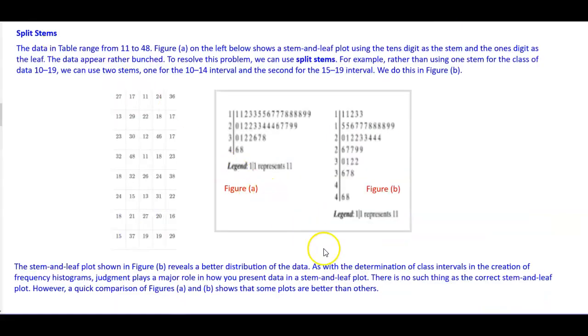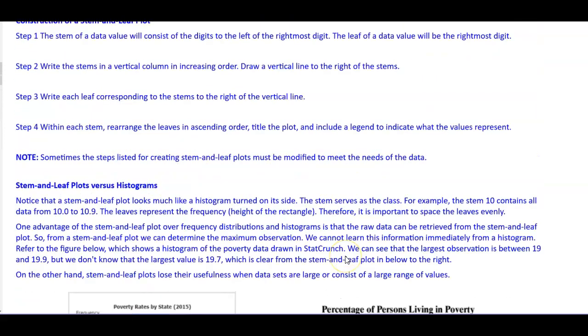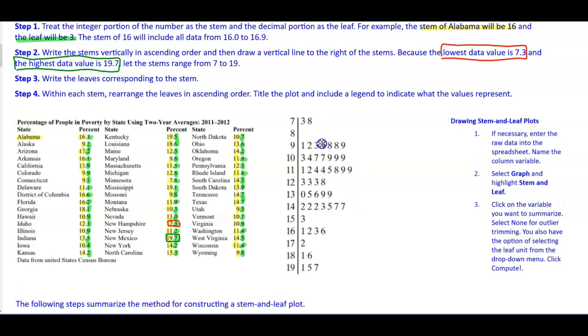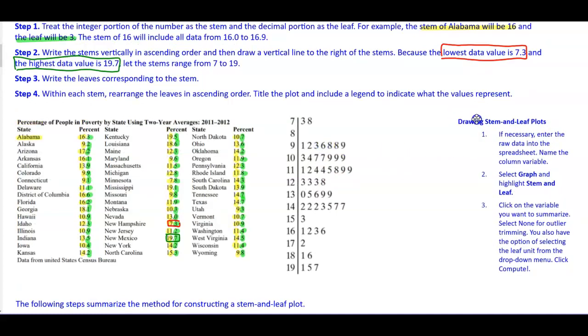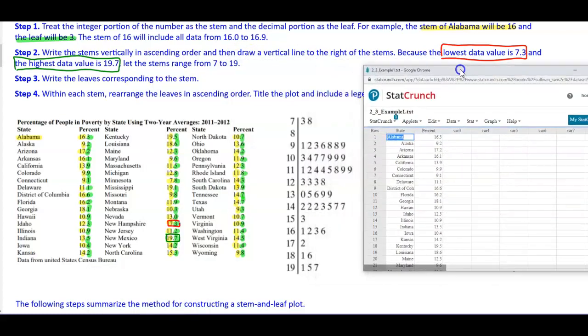Okay, so I also wanted to discuss how you create your stem and leaf plot using StatCrunch. I'm going to go back to the first example that we had done, which is this one right here. What we want to do is draw stem and leaf plots. The first thing we're going to do is have our data in StatCrunch. So here is the data that we have in StatCrunch, and we want to create a stem and leaf plot.